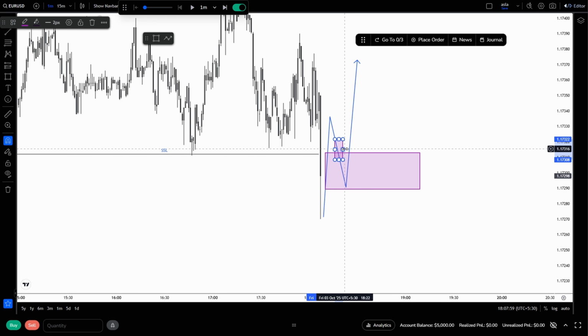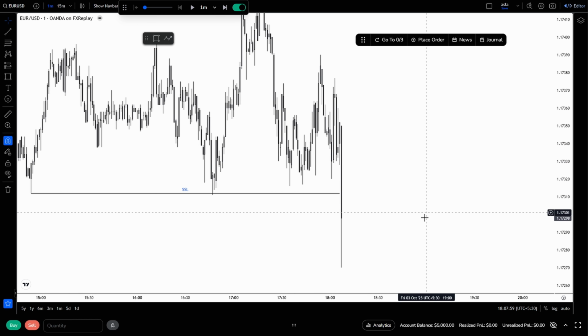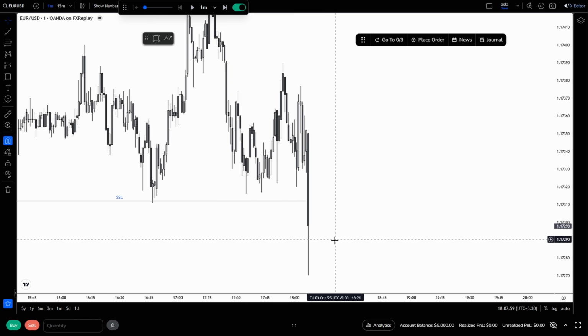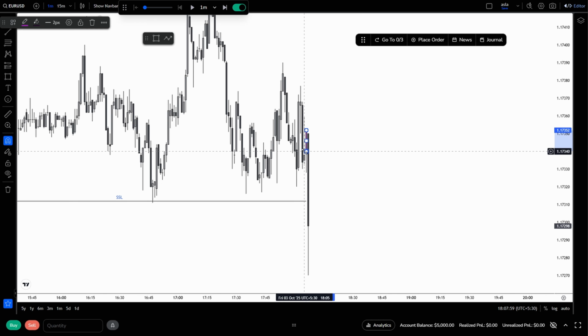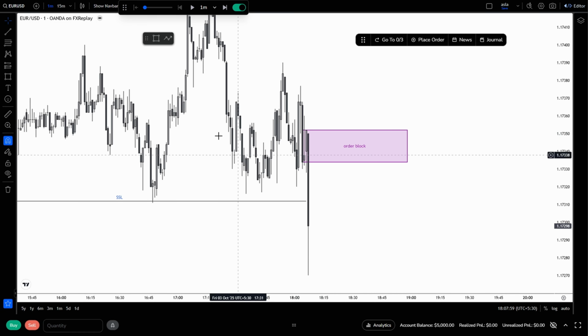In this example, we actually have multiple confirmations available. But the key thing to notice is this. On the left side, you can see a bearish order block. Now, instead of wanting price to respect this order block and push lower, we want the opposite.